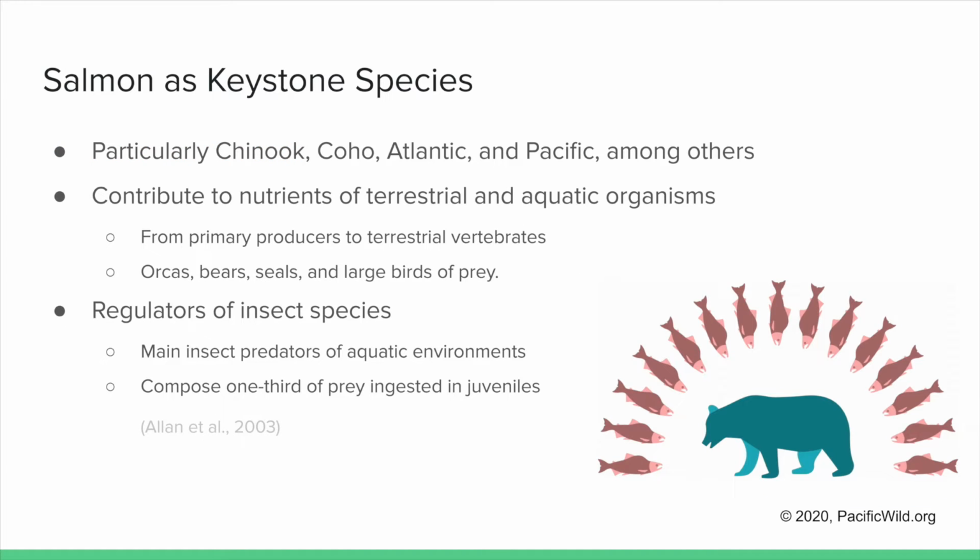And then in looking at salmon as keystone species, we're going to be looking particularly at Chinook, coho, Atlantic, and Pacific salmon. They contribute nutrients to terrestrial and aquatic organisms, all the way from primary producers to terrestrial vertebrates. They're also regulators of insect species, as salmon are the main insect predators of aquatic environments. A lot of the insect orders that they tend to consume are Plecopterans, Dipterans, and Trichopteran species.